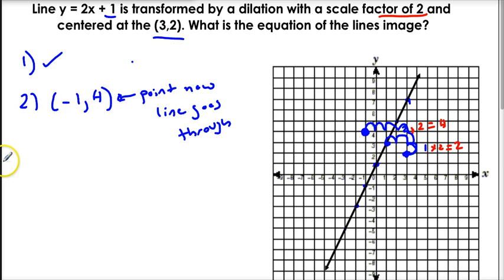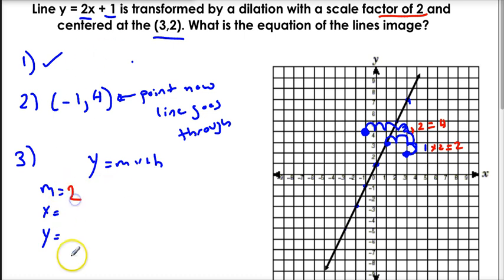Okay? Step 3. We just plug all our information into writing the equation of a line. It's y equals mx plus b, exactly what we did in the last lesson. And we write m, x, and y. It's really easy when you set this all up for yourself, nice and pretty. The slope of our new line is 2, because remember, when you dilate, the slopes are always the same because the lines are parallel. And our x and y is this point right here.